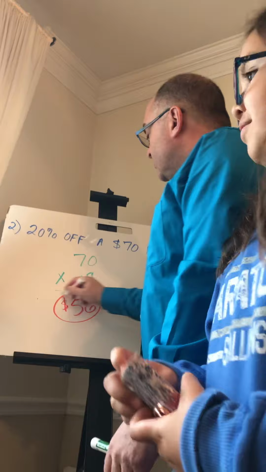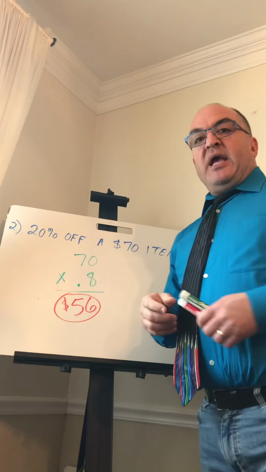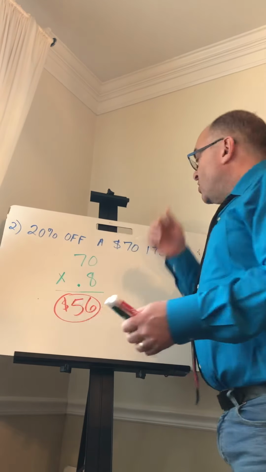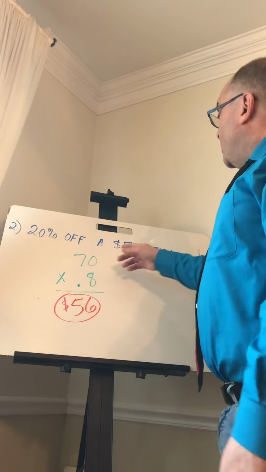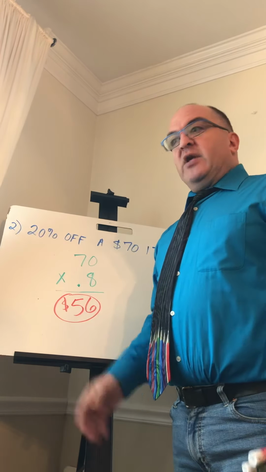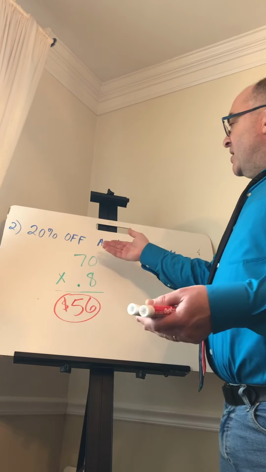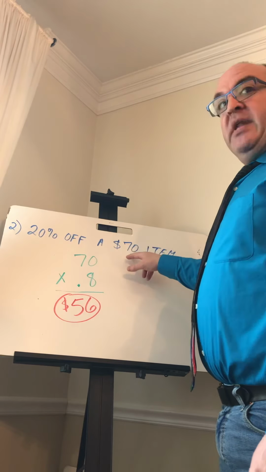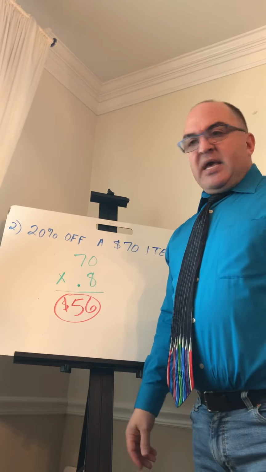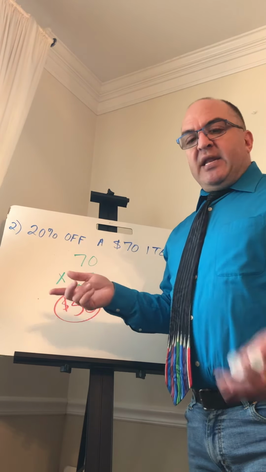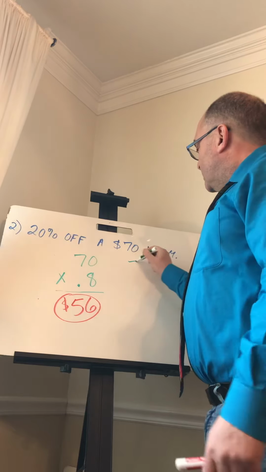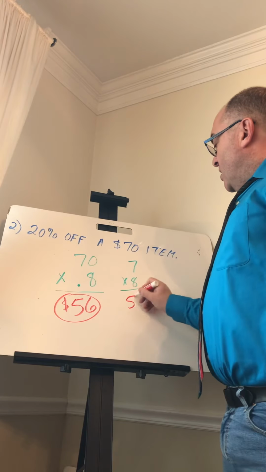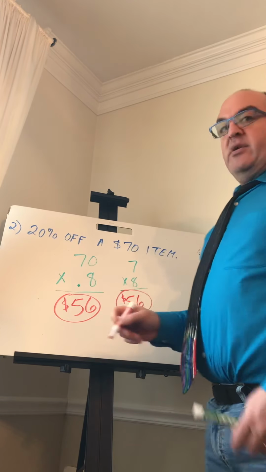$56, okay? Now, here's an even shorter method. If you know your multiplication facts, there's no problem in getting 56. All you have to do is, if it's 20% off, you realize, wait a minute, 20% off means I'm paying 80%. So take 70 and turn it into a 7, and take 80% and turn it into an 8, and just do 7 times 8. And you get 56. Now you know, without even using the calculator, how much you're going to pay for the item.